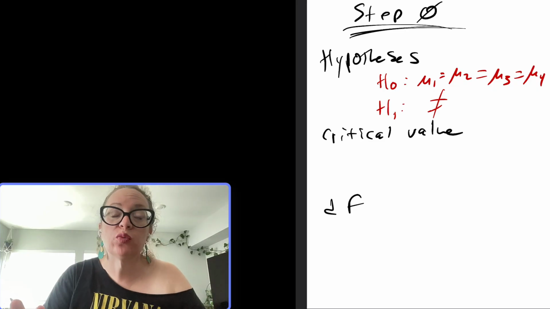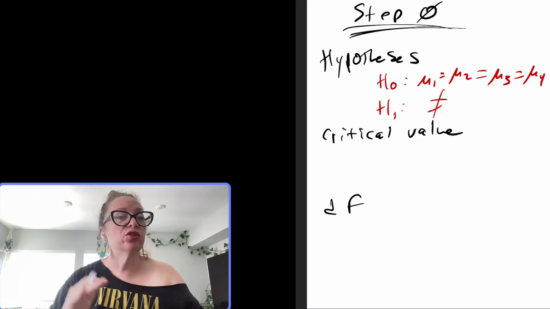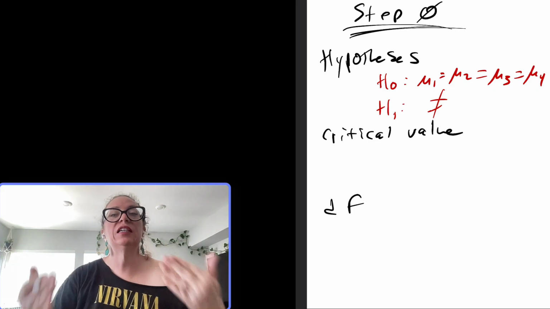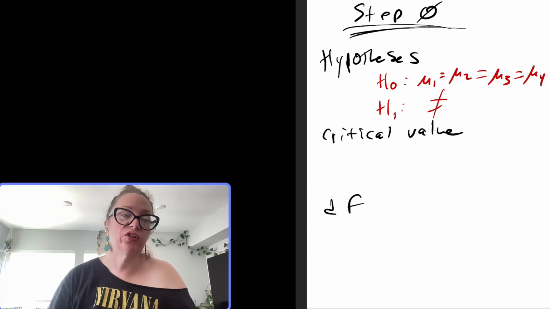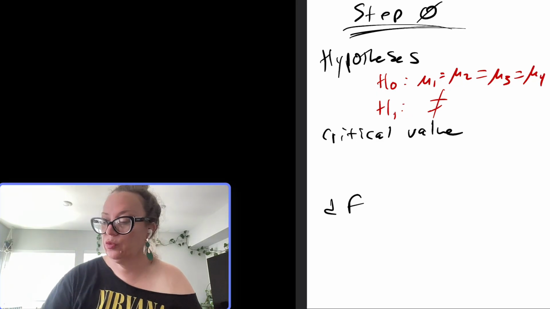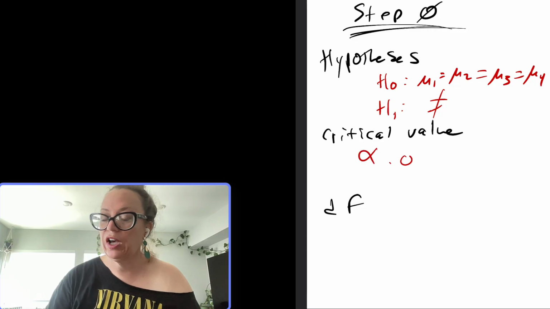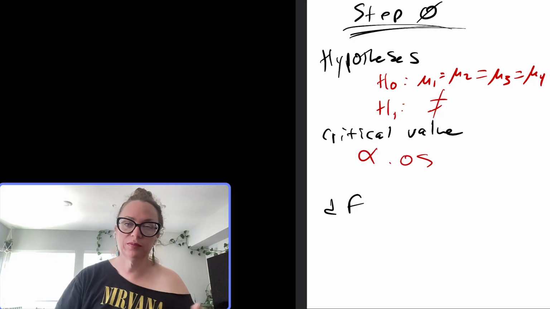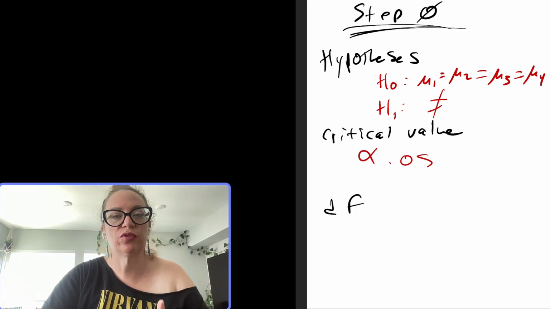We're not specifying which one. We're not saying whether it's higher or lower. The ANOVA only asks, is there real variation across these groups? Is at least one of these groups different? And then, of course, we're going to set our alpha at 0.05 because that's what we're doing in this course. And then we look at our degrees of freedom.